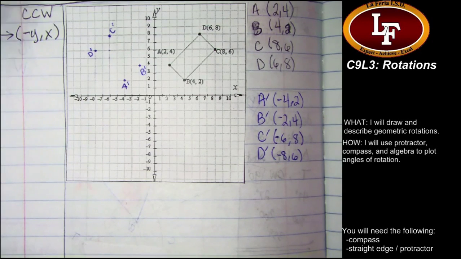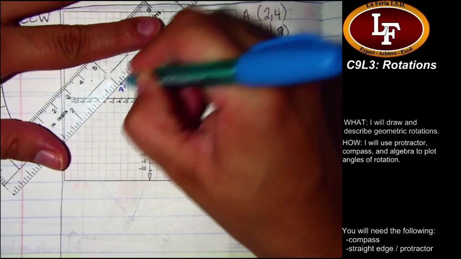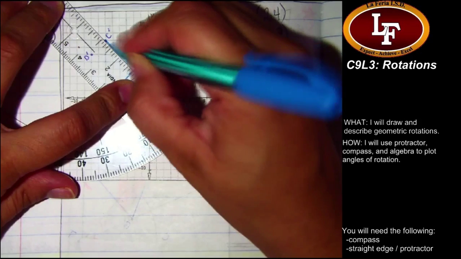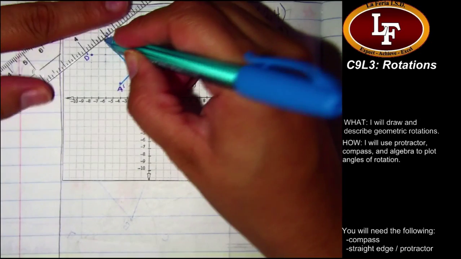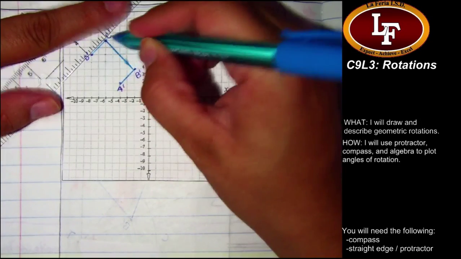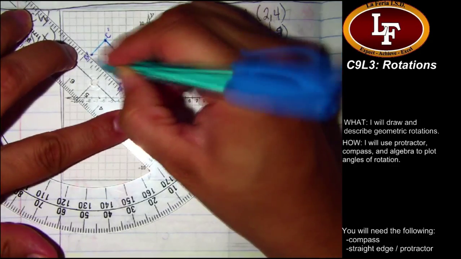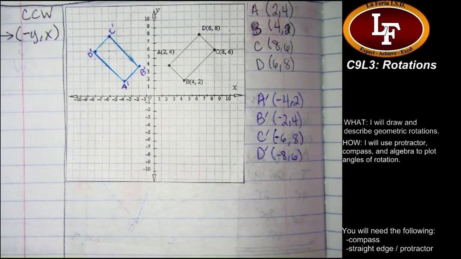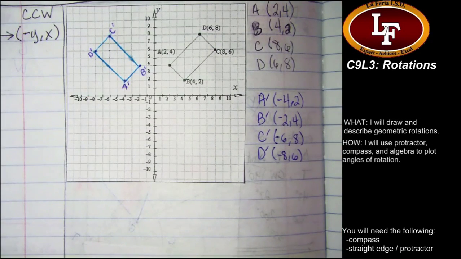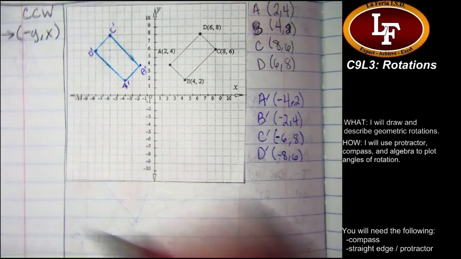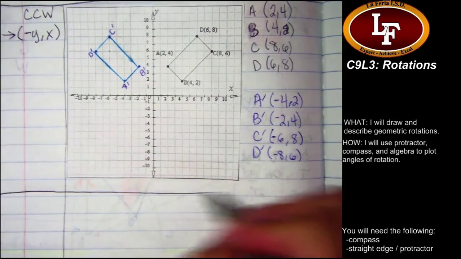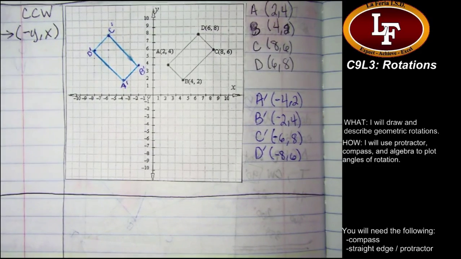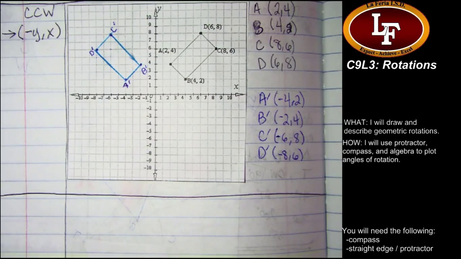Take your straight edges and make sure that you fill in the lines between the segments, making sure that you connect them in the same order they're connected in the pre-image. There you go. That's rotation, 90 degrees, counterclockwise. Questions? Really easy, right? Yes. All right.